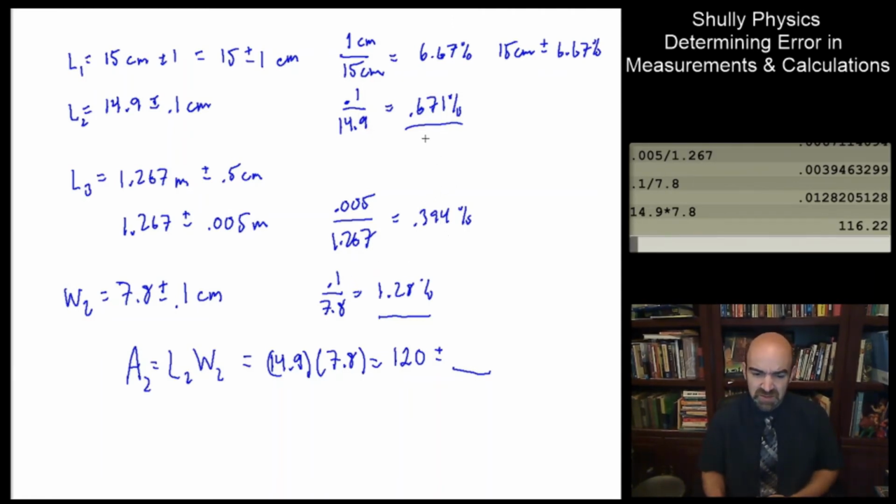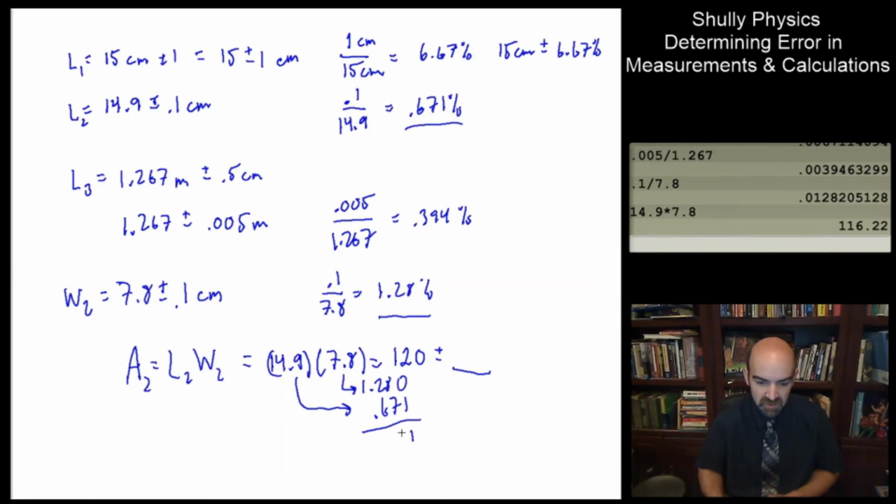Well, it's percentage. Even though we multiplied a couple of these numbers together, what do we do with the percent error, or that margin of error, like the 0.1? Well, statistically, it turns out if you take the percent error of the 14.9 and the percent error of the 7.8, sum them together, that'll be the percent error of the product of the two. So we're going to take 0.671, which was the percent error from the 14.9, and add to it the 1.28, which is the percent error from the 7.8. We're just going to add those two together.